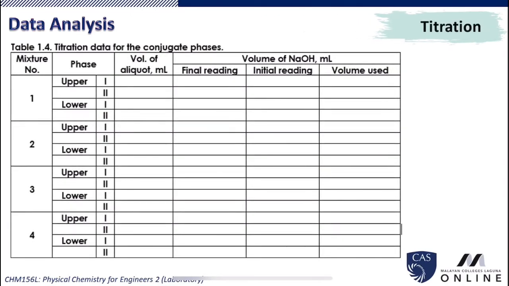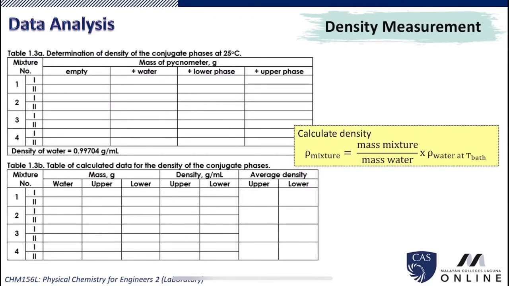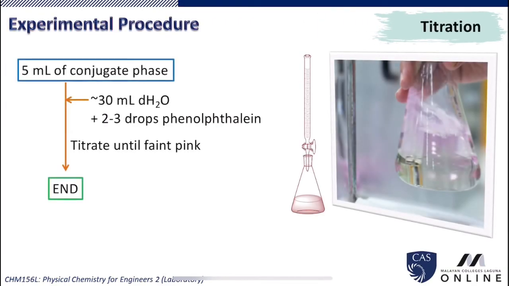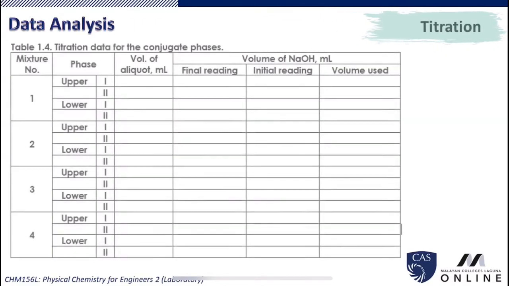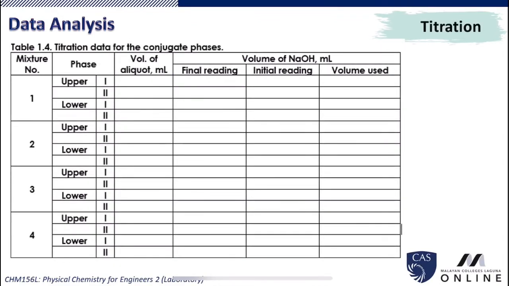Okay, and then after that, you have the titration process. So you need to know the volume of the aliquot. We use 5 ml, right, in the procedure. So from the 5 ml, you have to record the final and the initial reading, as well as the volume used for the sodium hydroxide, because we need that for the calculation. So take note in our procedure. Let me go back to that one. We titrated 5 ml of the conjugate phase. So 5 ml of the lower phase and the 5 ml of the upper phase. And then what we need to do is do the calculation.